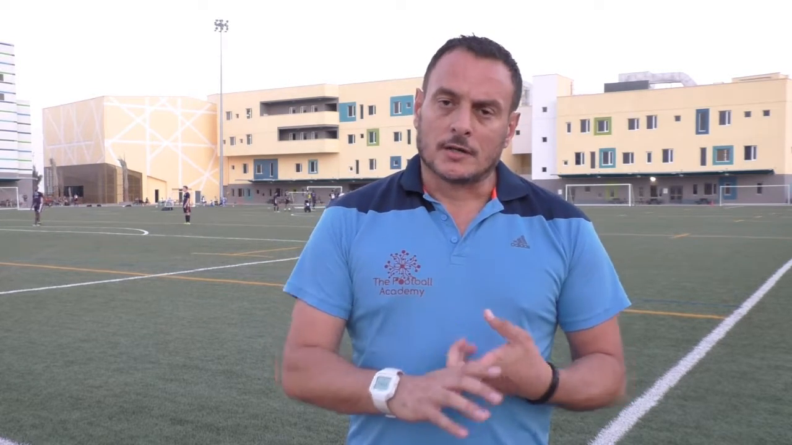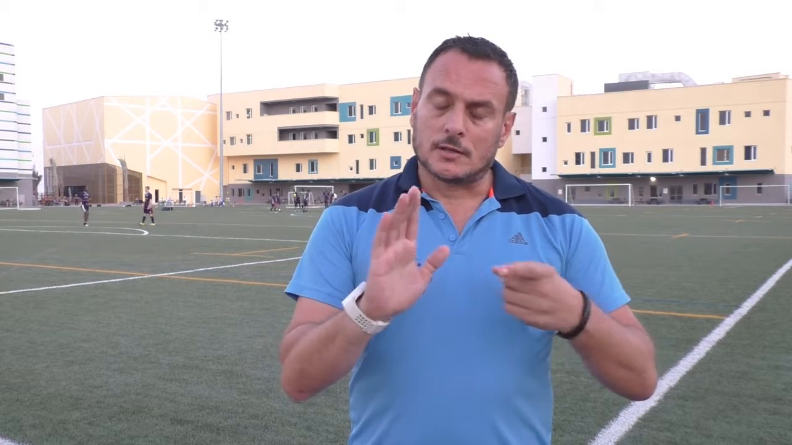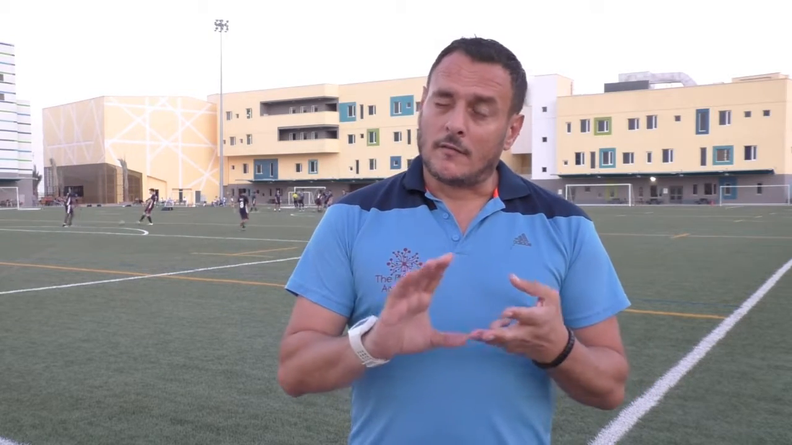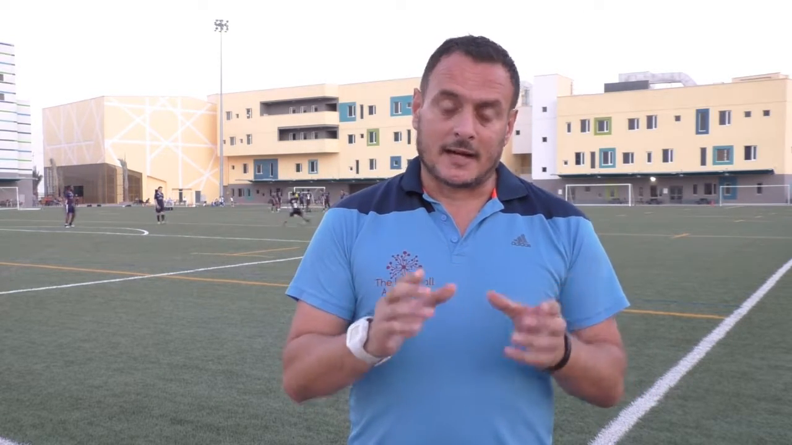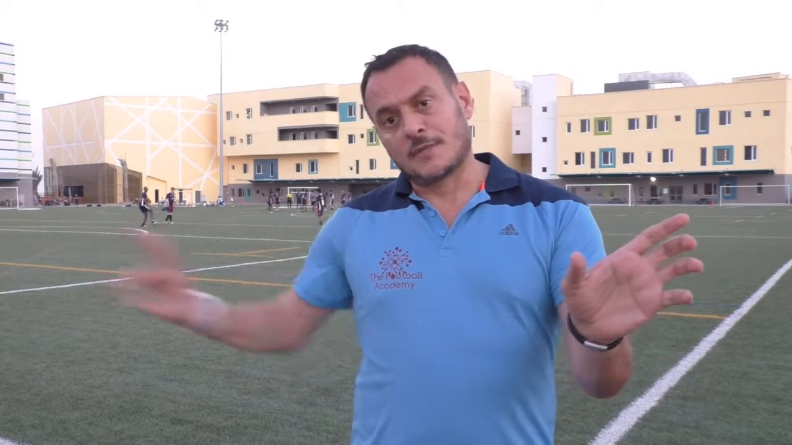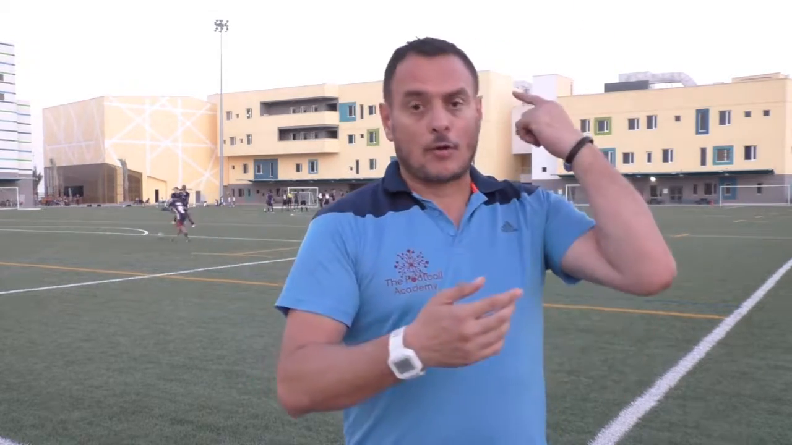Number 1, pressure. Number 2, depth. The depth of the opposition, the depth of your teammates in relation to you. Number 3, balance. To maintain the balance, you got one guy applying pressure, you got one guy covering, and you got 2 guys making sure that there is balance. And last but not least, make the play predictable. When we make the opposition play across or play long, we recover the ball. That's how we maintain balance.